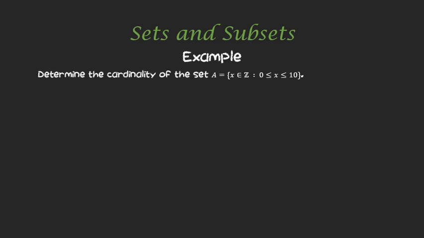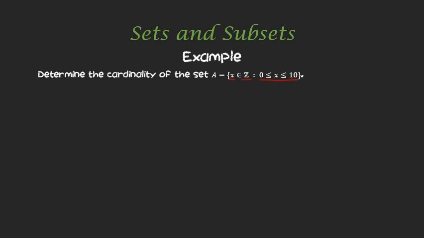So first example, determine the cardinality of the set A, which is defined to be the set of all integers x such that x is between 0 and 10 inclusive. So remember how set builder notation works. This first part of it is the things that are being collected. So these elements x are being collected, and where they're being collected from. We only want to collect those integers x for which this open sentence is true. So we just want the integers that are between 0 and 10 inclusive.